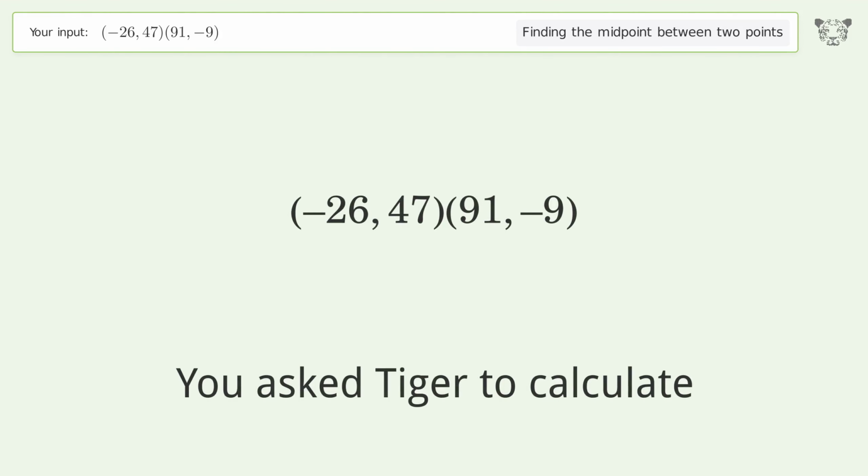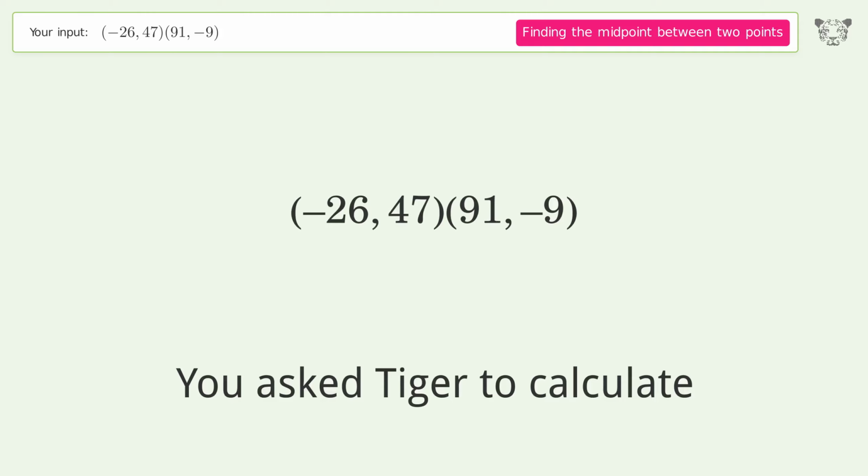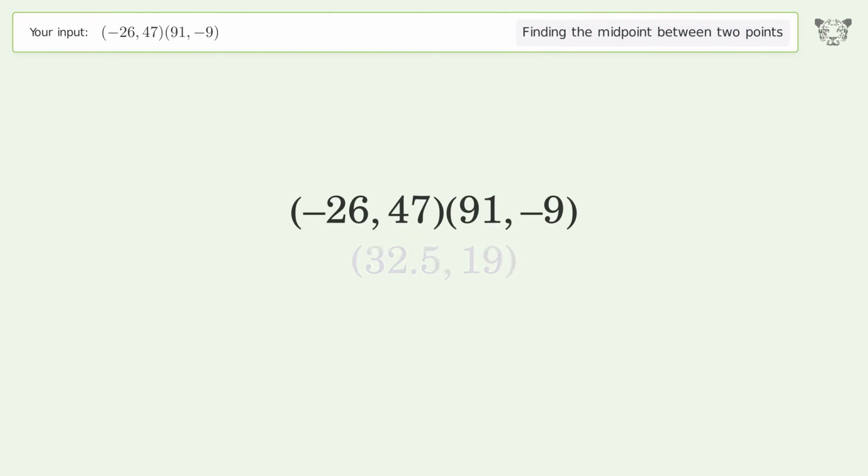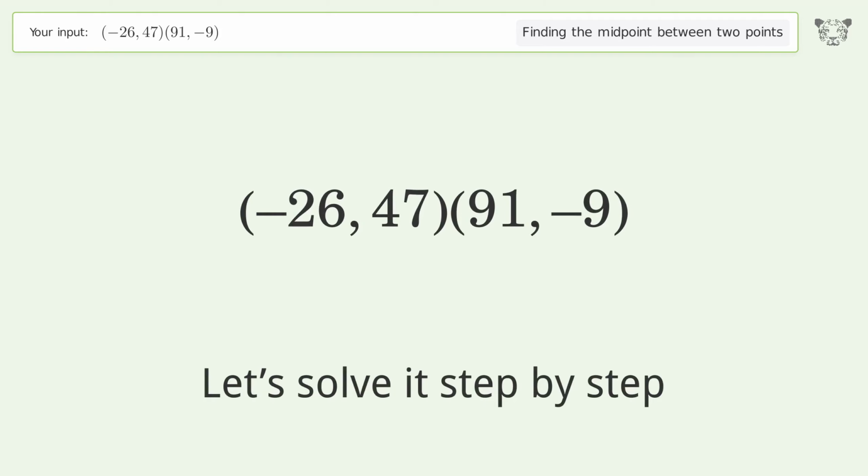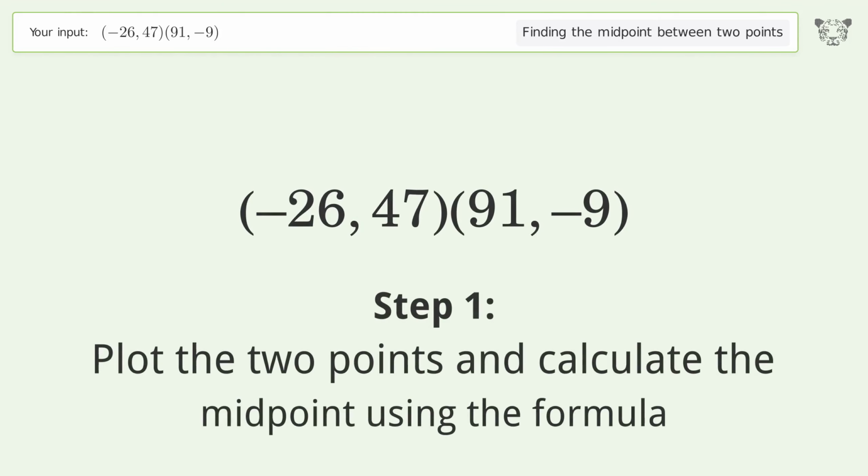You ask Tiger to calculate. This deals with finding the midpoint between 2 points. The midpoint between the 2 points is 32.5, 19. Let's solve it step by step. Plot the 2 points and calculate the midpoint using the formula.